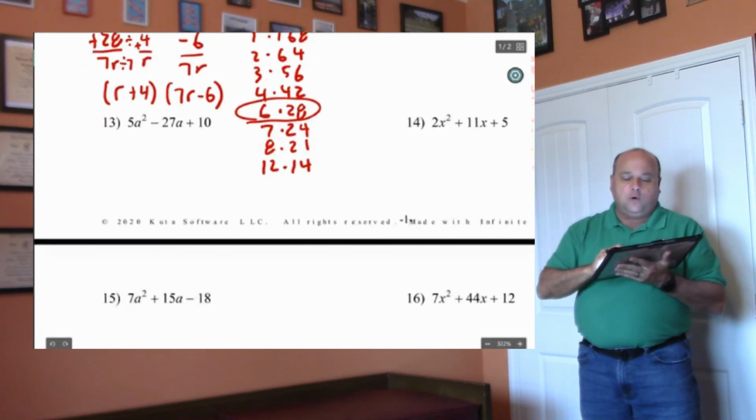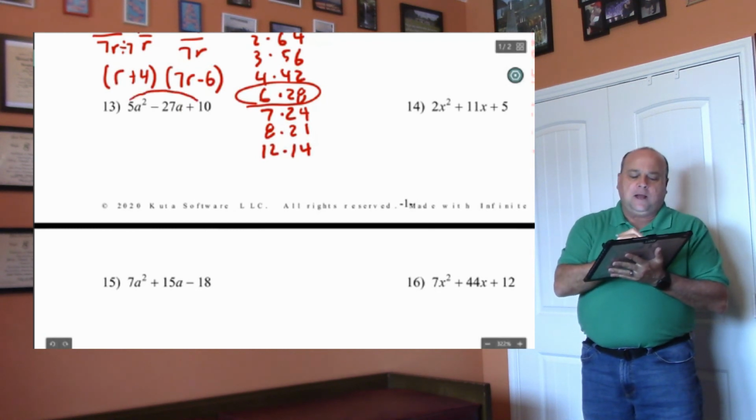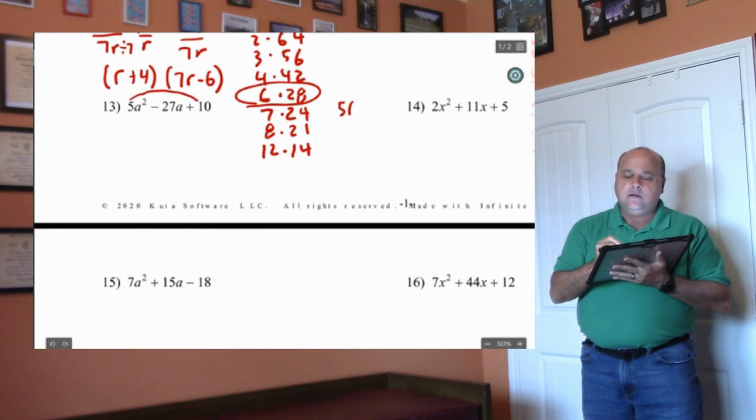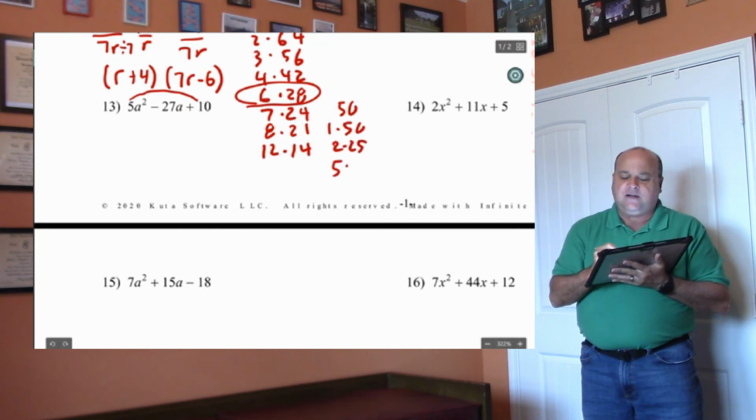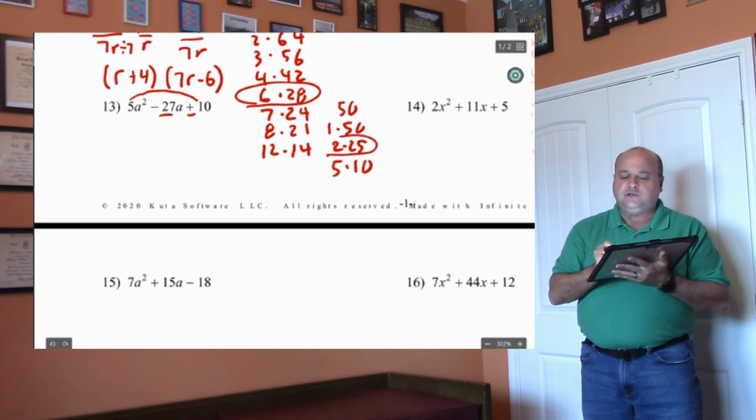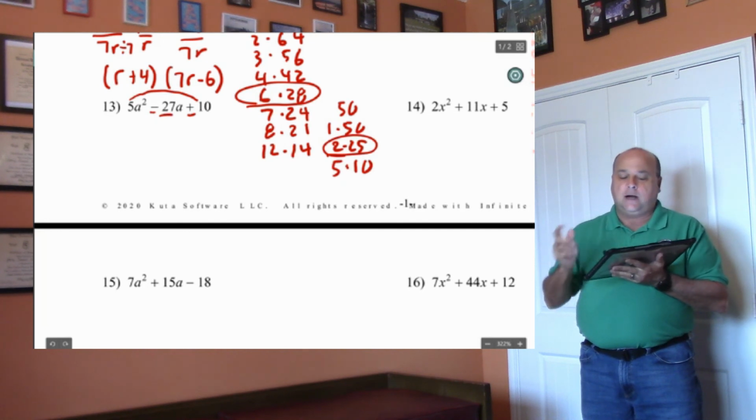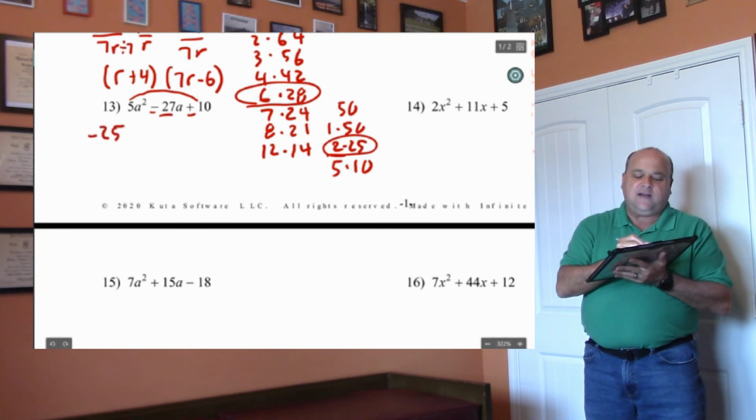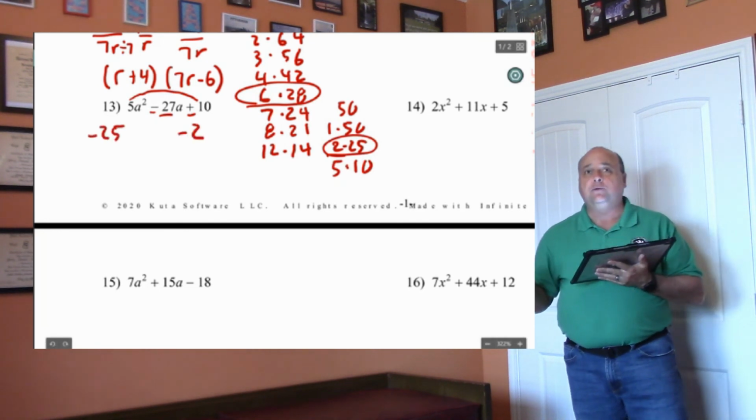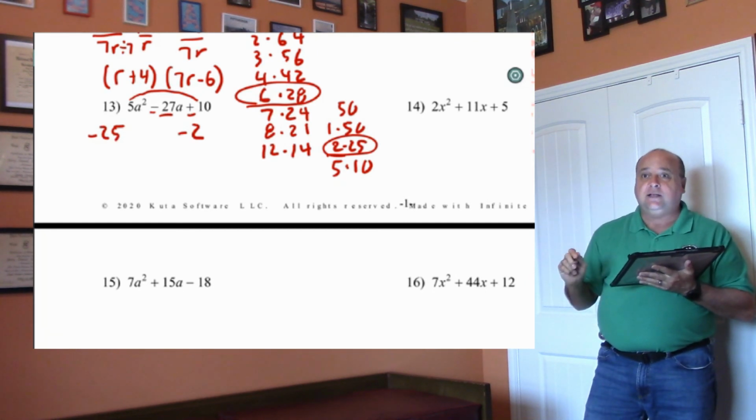And I'm going to do one more for you. Let's do number 13. We're going to multiply 5 times 10 and get 50. 50 is easy. 1 times 50, 2 times 25, and 5 times 10, and that's it. We want to add and get 27. So the 2 and the 25 work, right? But it's a negative 27, right? So I need a negative 25 and a minus 2. Everyone see what I'm doing here? So negative 25 minus 2 is my negative 27.